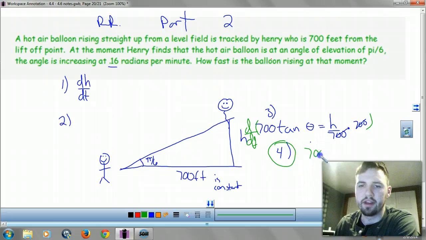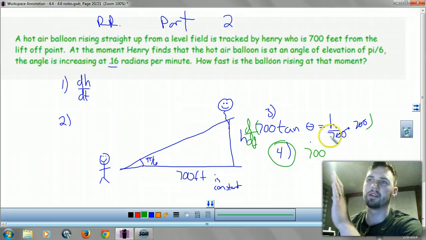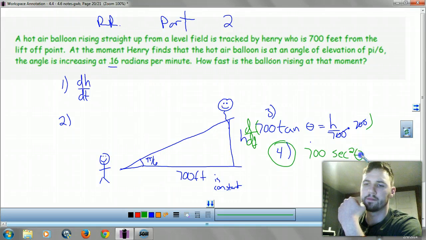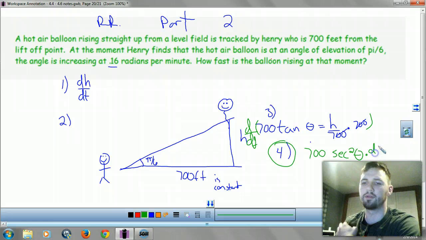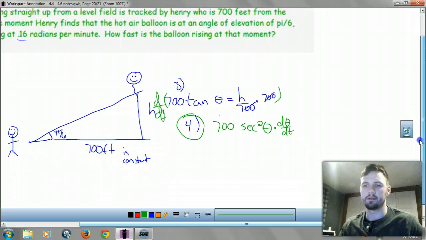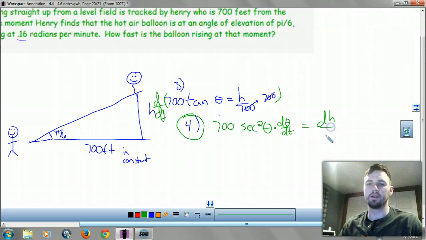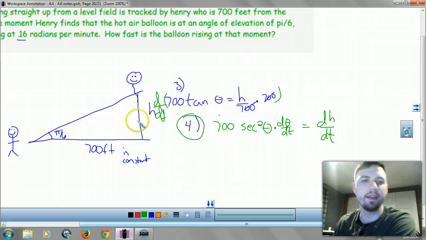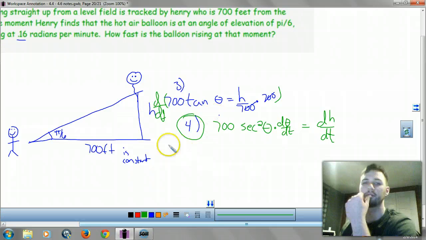So this becomes 700. What's the derivative of tangent? Secant squared. Times your derivative of theta over time, right? Okay. Now this side just becomes good old dh over dt. And that's what I'm looking for, so this works out well.